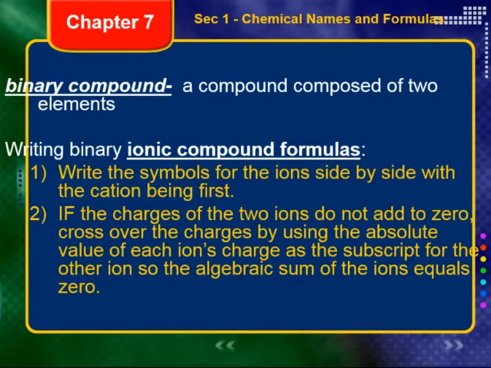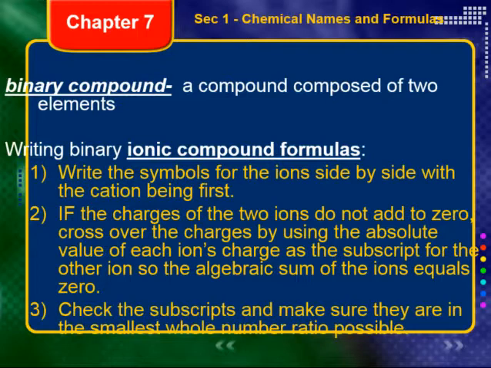If the charges of the 2 ions do not add up to 0, and this is a trick here, cross over the charges by using the absolute value for each ion's charge as the subscript for the other ion. So take the charge, absolute value. If it's a negative charge, don't bring the negative sign, but just the absolute value of the charge, and put that as the subscript for the other ion.